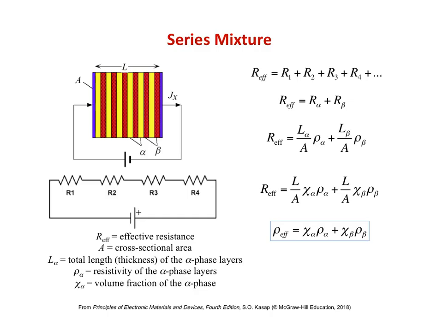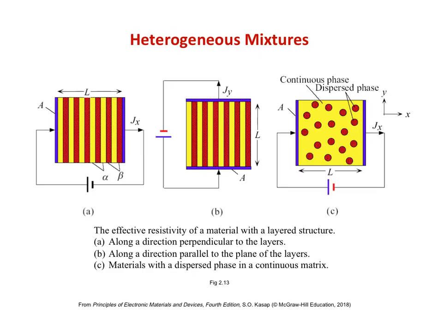Thus we can say that the effective resistivity of a series mixture is the weighted average of the individual resistivities of the two materials, where the weighting fraction is the volume fraction of each material. The problem we described in the last slide is a heterogeneous mixture of alpha and beta arranged in slabs such that they are connected electrically in series.